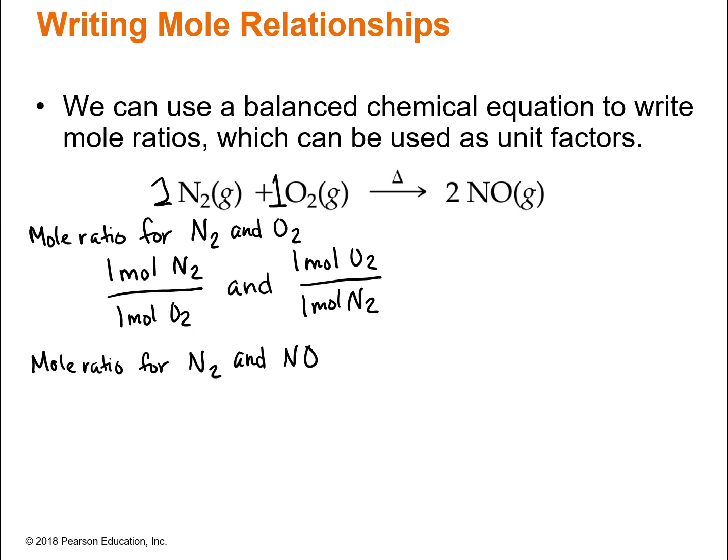Remember, we're just looking at the coefficients. So we're just trying to get one mole ratio that describes the relationship between nitrogen gas and nitrogen monoxide. So you're looking at the coefficients. Here's nitrogen gas, nitrogen monoxide. And you're literally taking that and writing it as a fraction.